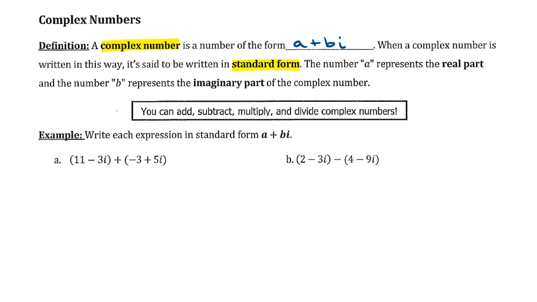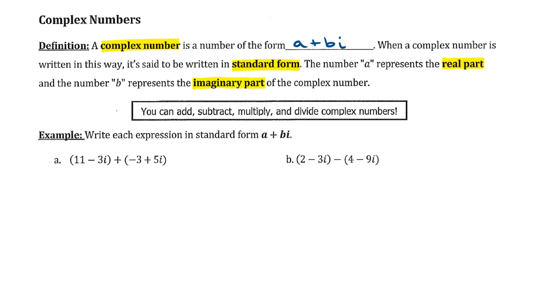The number a represents the real part of the complex number, and the number b represents the imaginary part of the complex number. So basically, a complex number is the most general form of a number that we have involving the imaginary unit, but it's also the most general form of a number that we can have when the number that we're working with is strictly a real number.